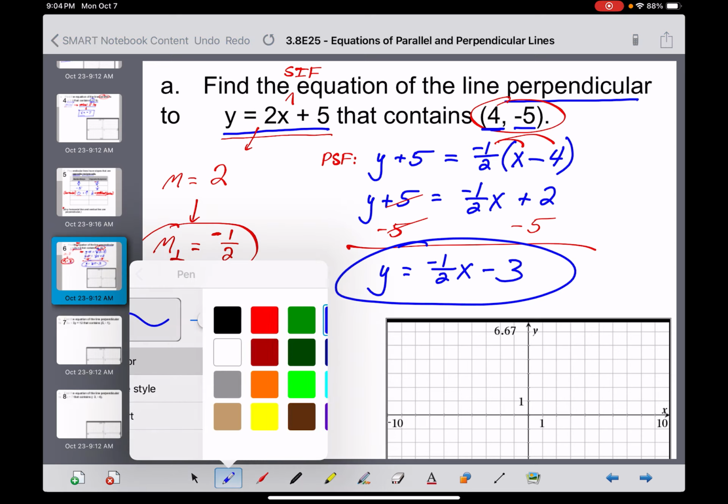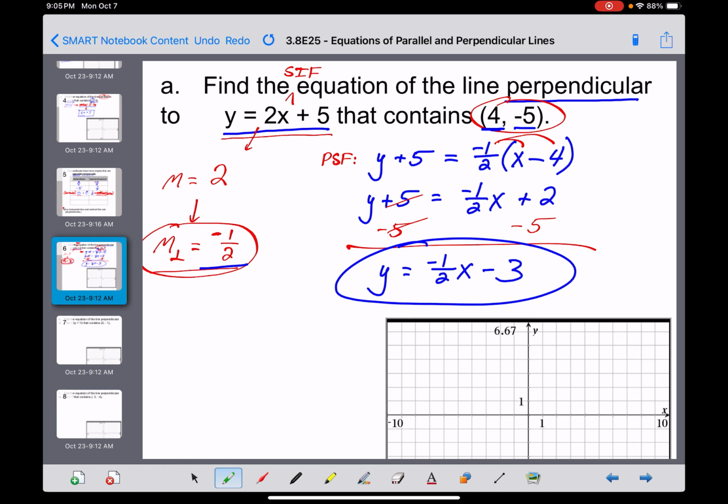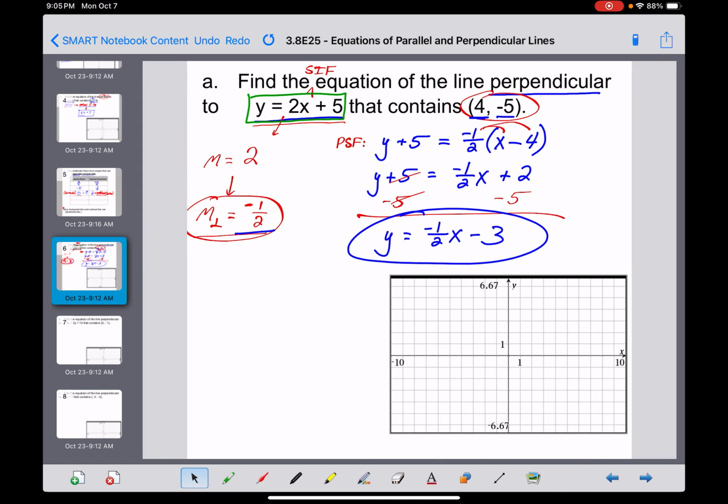And this one, I think I am going to go ahead and do graphically. We're going to graph both the original line right here and the line that we just came up with to make sure that our new line does the two things it's supposed to do. I'm going to start by graphing y equals 2x plus 5. Our y-intercept is going to be 5, so up 5 units, and put a point there. And our slope is 2.